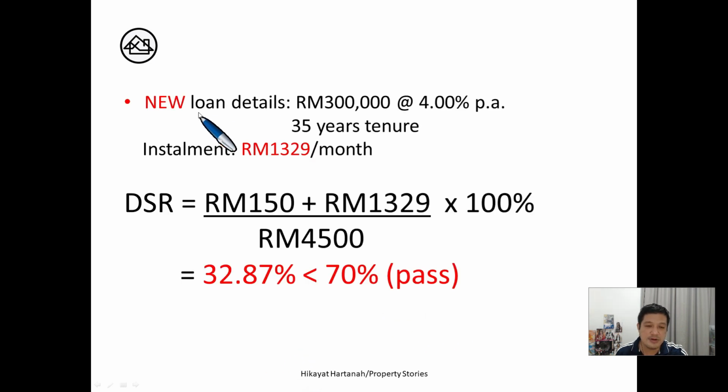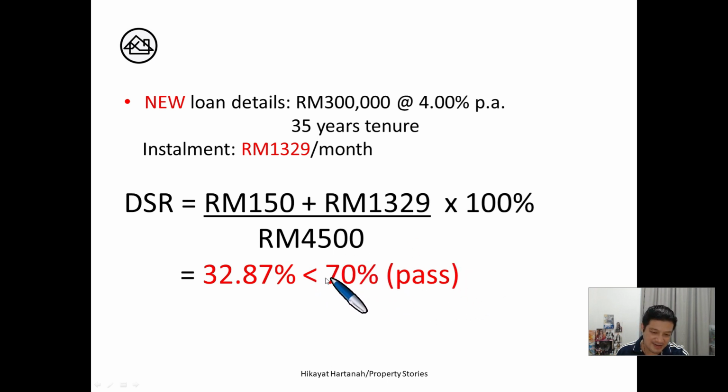Alright. So the new loan, assuming the new loan is 300,000 at 4% per annum for 35 years. This is the installment you get. You just punch it into your loan calculator. So DSR: 150 plus 1,329 over the net income just now, times 100. So the DSR is 32.87. It's less than 70, so it's passed.